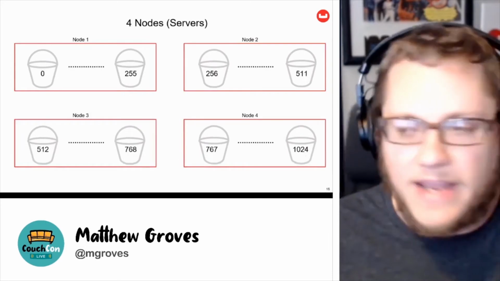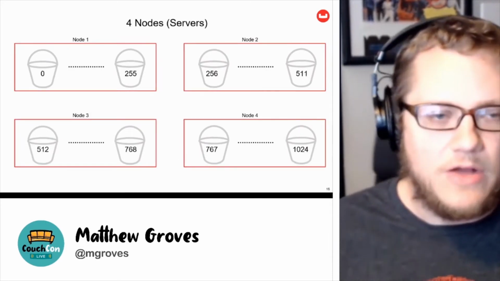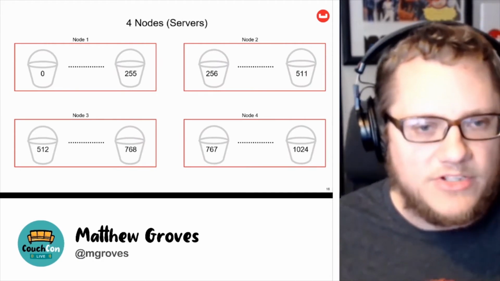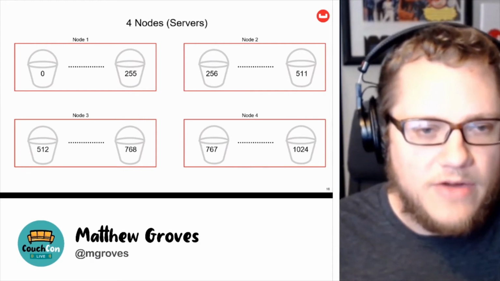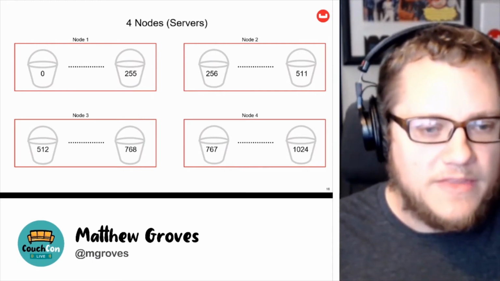And I can keep doing this. I can add 2 more nodes. And now I can have 256 vbuckets on each one of those nodes. And again, this all goes on behind the scenes. There's still just one Couchbase bucket that a developer interacts with. But it's automatically scaling out, automatically sharding behind the scenes.